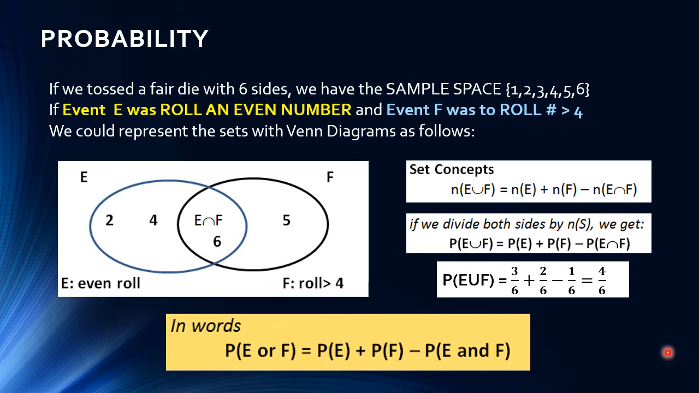In words, the probability of E or F equals the probability of E plus the probability of F minus the probability of E and F. Remember, and is intersection. And is intersection.